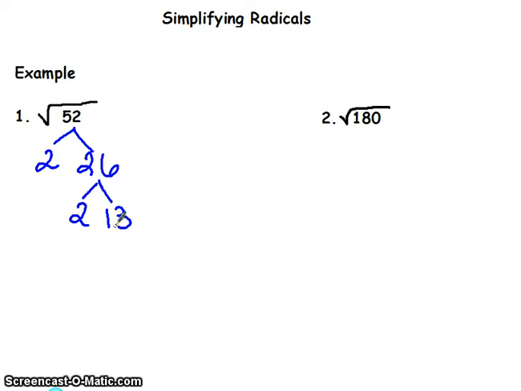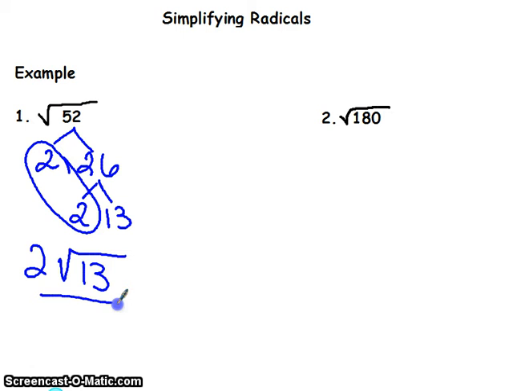So in order to simplify, what I want to do is find all the ones that I have doubles of, because a square root means for every 2, I take out 1. So I'm going to circle the 2's, because there's 2 2's. Because I have 2 of them, I can bring 1 out of the radical. So I can say 2 square roots of whatever's left, and I have a 13 left. Therefore, 2 square roots of 13 is my answer.